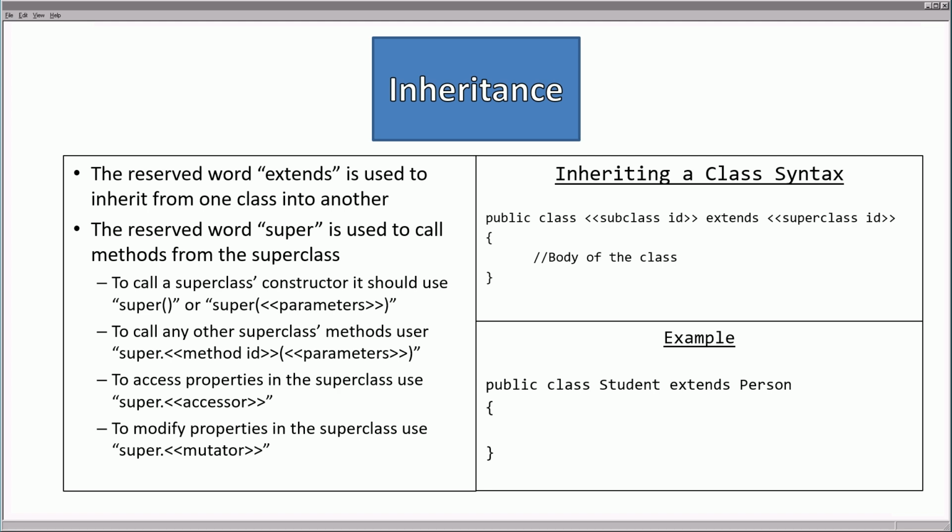Now also, there is a reserved word called super that is used to call methods from the superclass. This is going to be explored a lot in this lecture, but keep this in mind. In order to call the superclass's constructor, it should be super followed immediately by the parenthesis. Then, if you want to call the superclass's methods, then you would use super dot followed by the method ID and its parameters. So for instance, if you needed to access the properties from the superclass, you would use super dot and then a call to the accessor. Or if you wanted to modify the properties, then you would use super dot and then a call to the mutator.